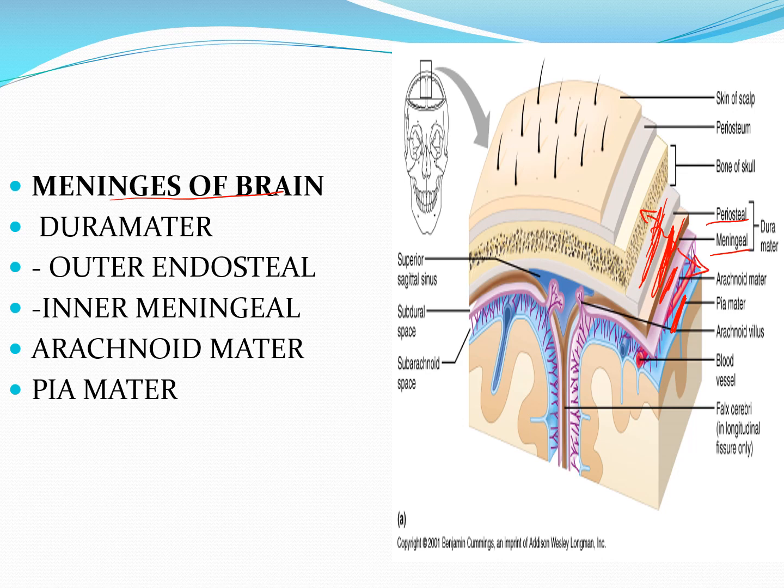Now what happens is the periosteal layer, which is towards the skull, and the meningeal layer, which is towards the brain, are joined together in all places except at some places where the periosteal layer separates from the meningeal layer. In such places where the two layers of the dura mater separate, we have the dural venous sinuses.